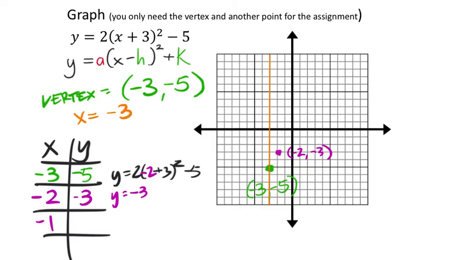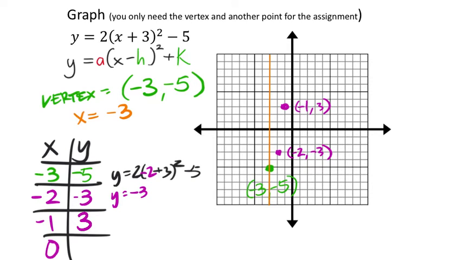I'm just using the storage function of the calculator so I don't have to type in 2 parentheses x plus 3 parentheses squared minus 5 all the time. But I got a +3 on that, yeah, 3. So again, that's an ordered pair, -1, 3, which is up here, like this.